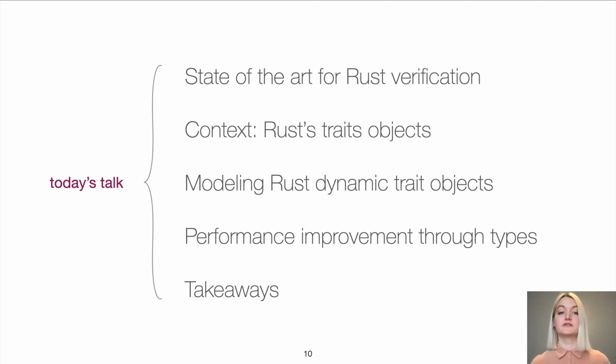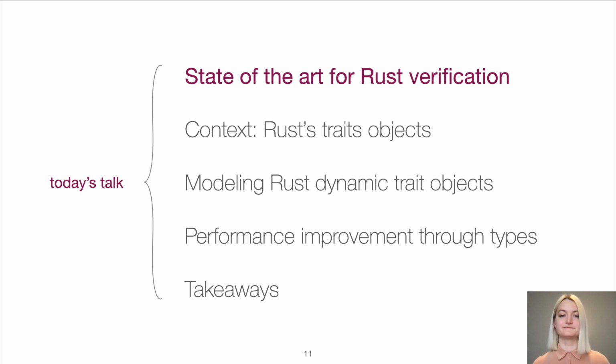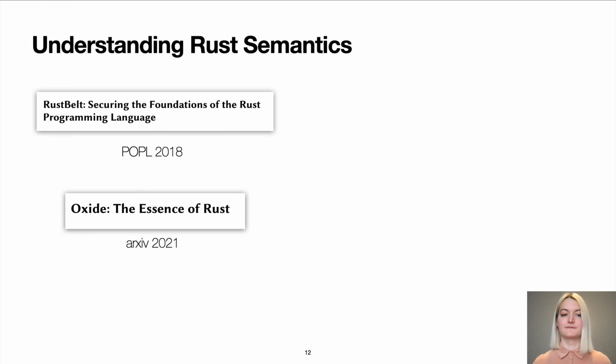Now let's look at what we'll talk about today. So I want to start with talking about the state of the art for related Rust verification projects. I'll give some context behind how the Rust compiler implementation of trait objects works. We'll talk about specifically how to model trait objects in a verification project. We'll look at that performance improvement, and finally, I'll leave you some takeaways. So let's look at the state of the art.